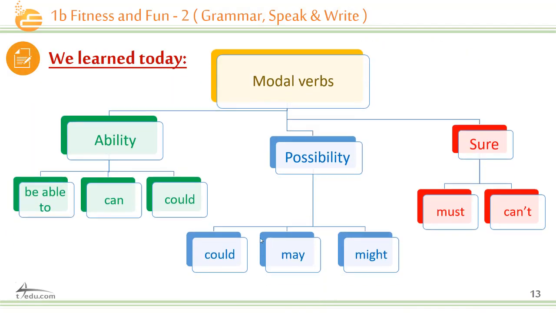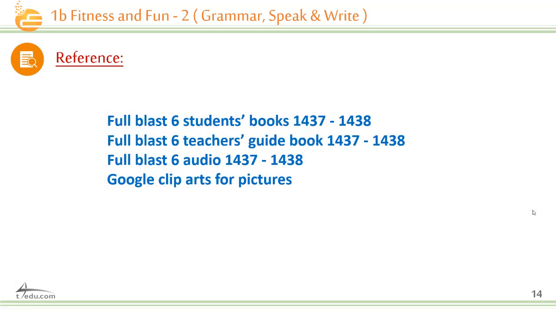So today we learned modal verbs that can express ability: be able to, can, or could. Other modal verbs that express possibility are could, may, and might. And then something you are sure of, either in a positive way, it's must, and you are sure of it in a negative way, it's can't. Hope you have enjoyed this lesson.